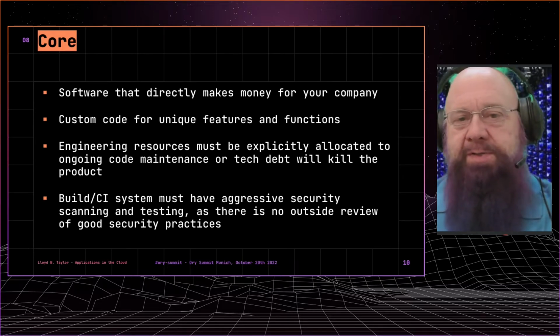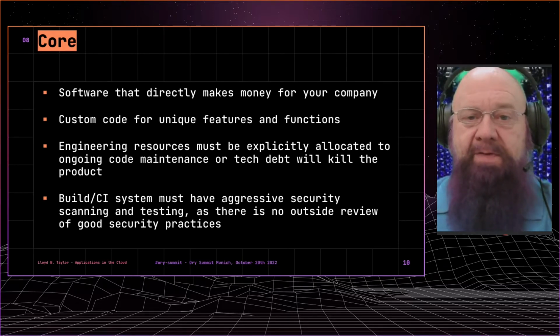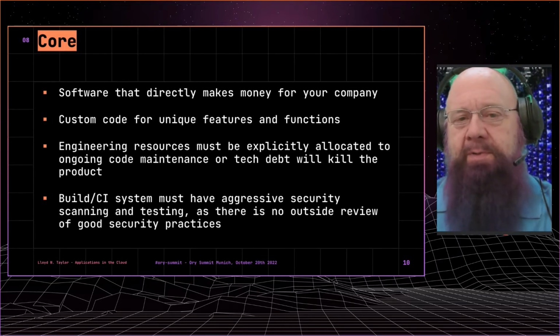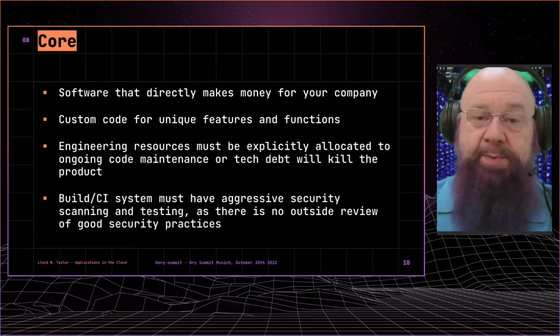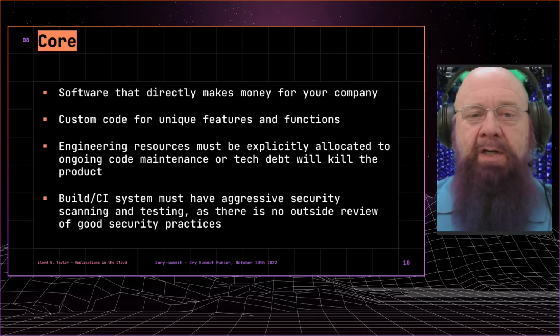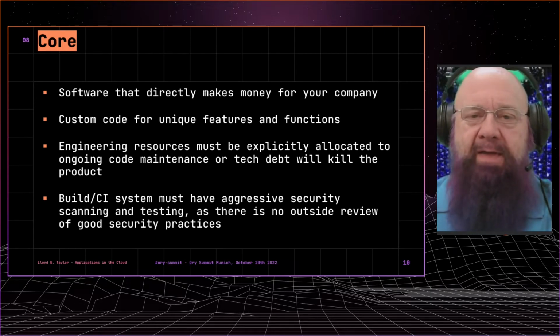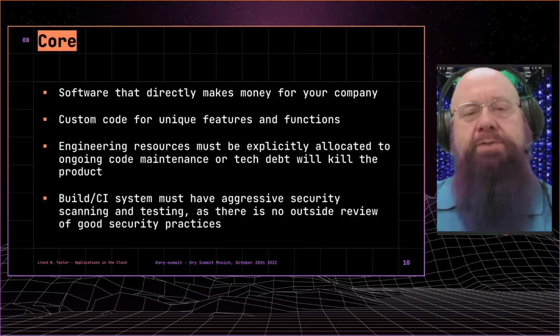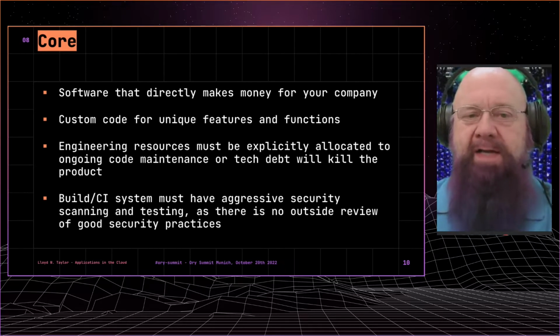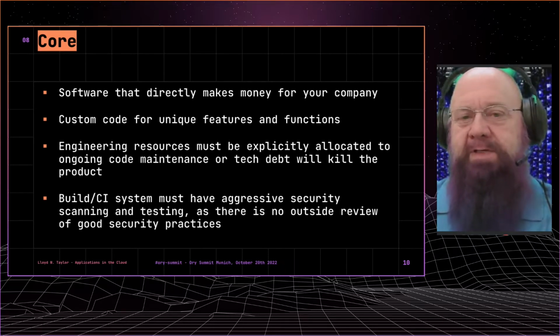The thing I see over and over in the companies that I either invest in, advise, or help build is that there's a consistent problem that engineering resources, sometimes we call sustaining engineering, are not explicitly allocated to the ongoing code maintenance. If you do not make the effort to assign people to continue to work on the code, tech debt will destroy the product over time.